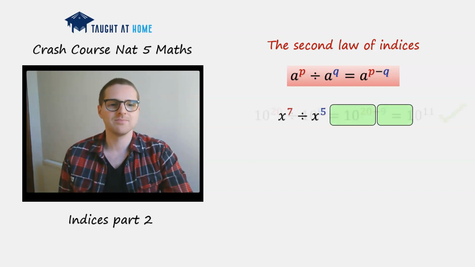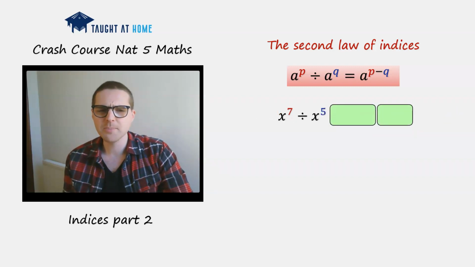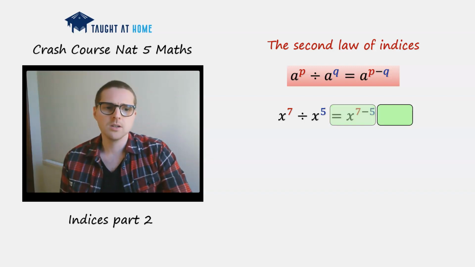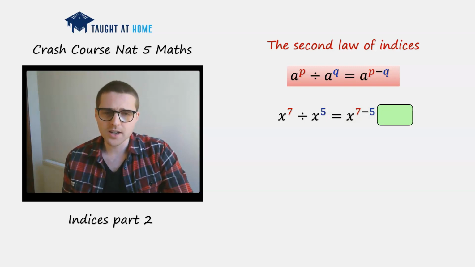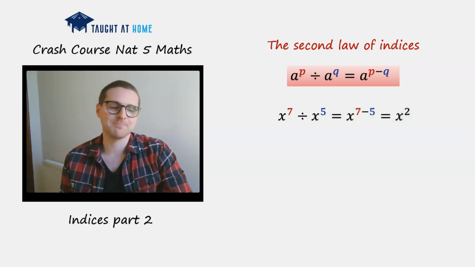Alright. X raised to the power of 7 divided by x raised to the power of 5. It's going to be x to the power of 7 minus 5, which is x squared.